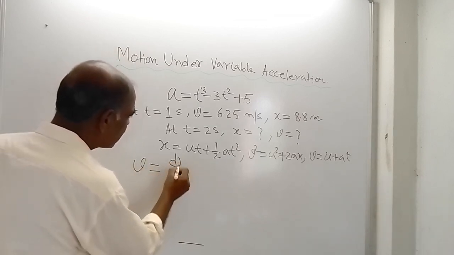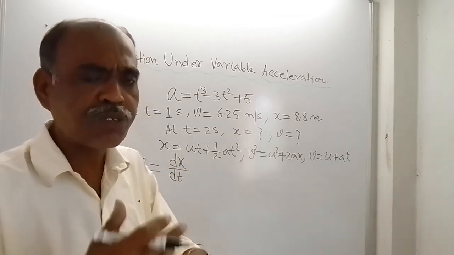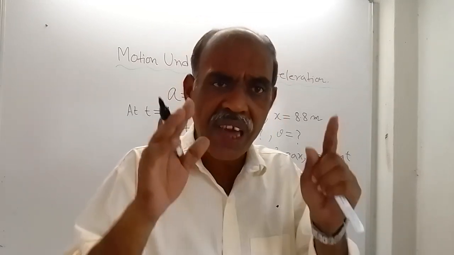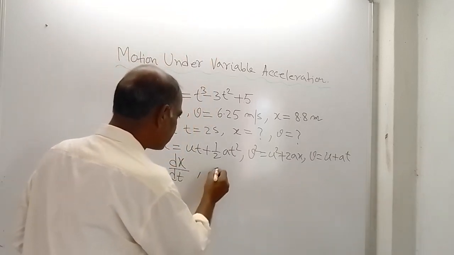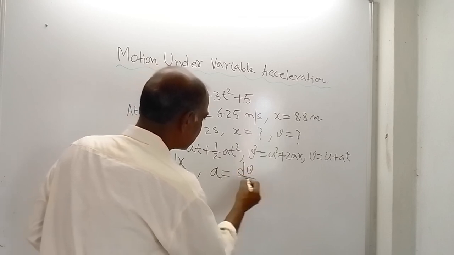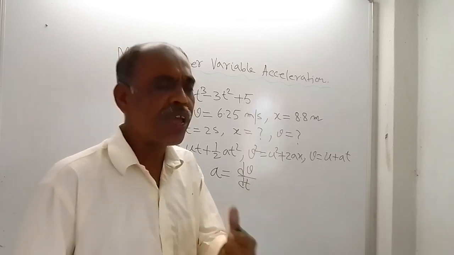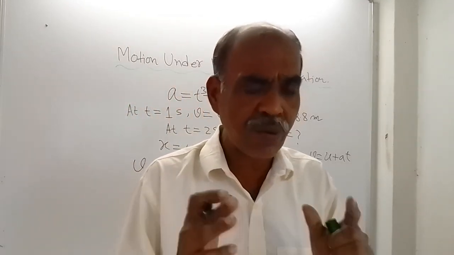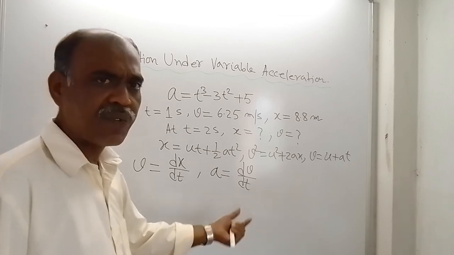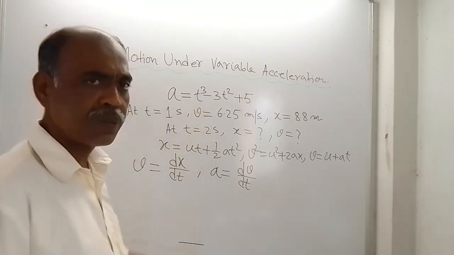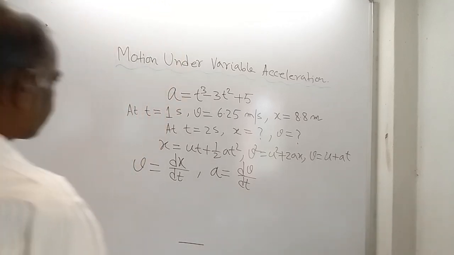Velocity is equal to dx by dt. x is displacement, t is time. Velocity is defined as the rate of change of displacement with respect to time. This is the fundamental definition of velocity. Similarly, acceleration is defined as dv by dt, the rate of change of velocity with respect to time. So we are going to use these two basic definitions to solve the given problem. Let's proceed.